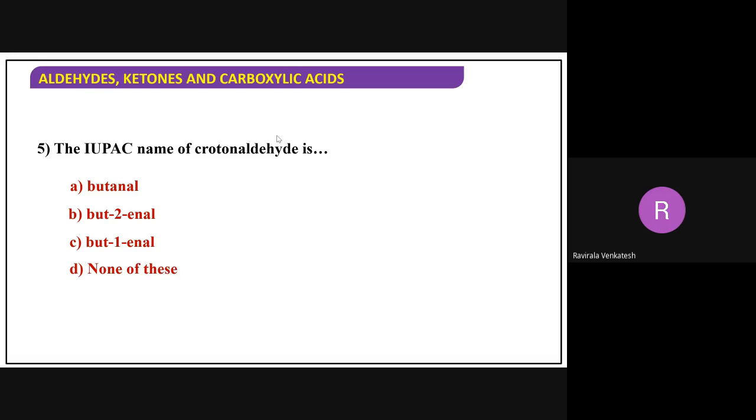Propionaldehyde, just now I told you. Anybody remembered propionaldehyde? Because it's very, very important. Propionaldehyde we have to call. Now tell me the IUPAC nomenclature for this one.